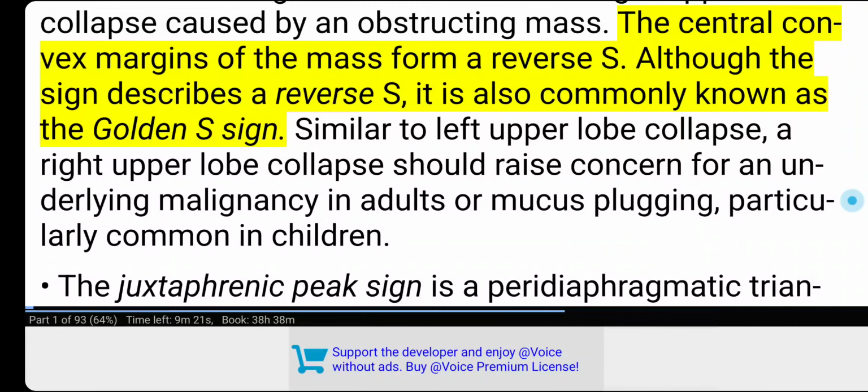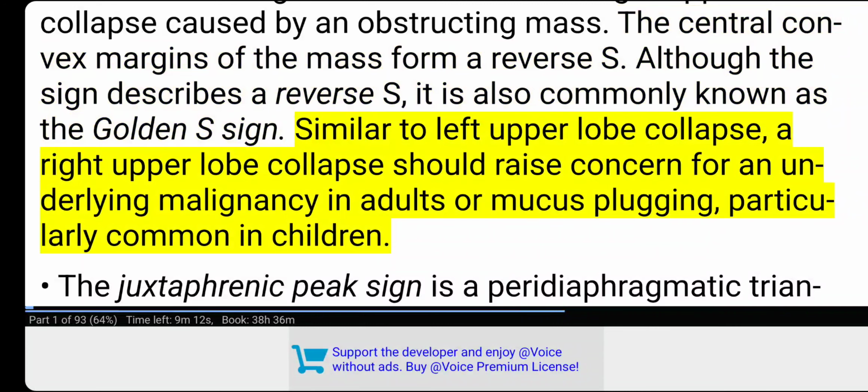The central convex margins of the mass form a reverse S. Although the sign describes a reverse S, it is also commonly known as the golden S sign. Similar to left upper lobe collapse, a right upper lobe collapse should raise concern for an underlying malignancy in adults or mucus plugging, particularly common in children.